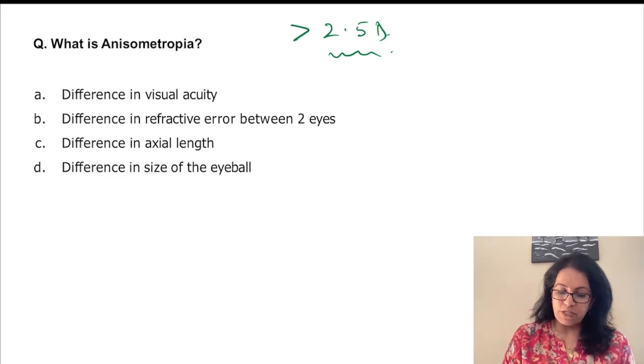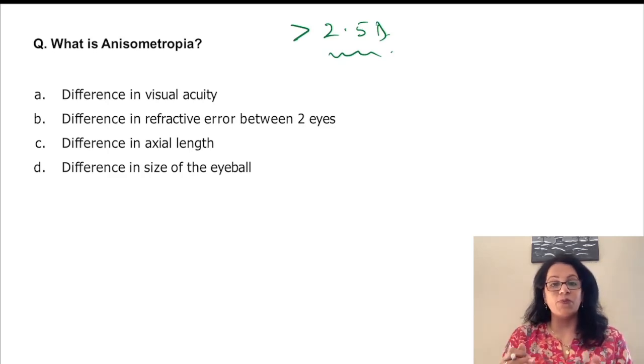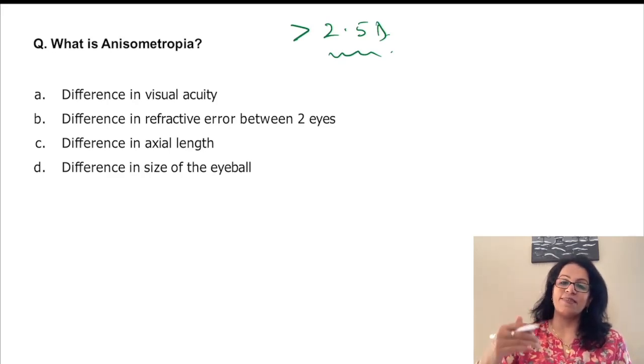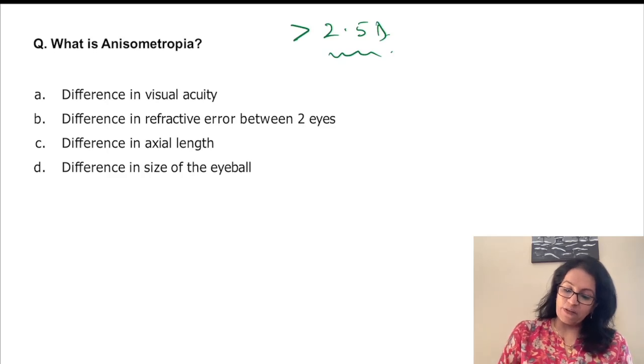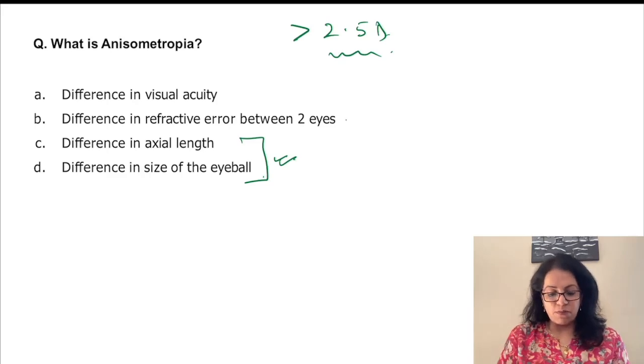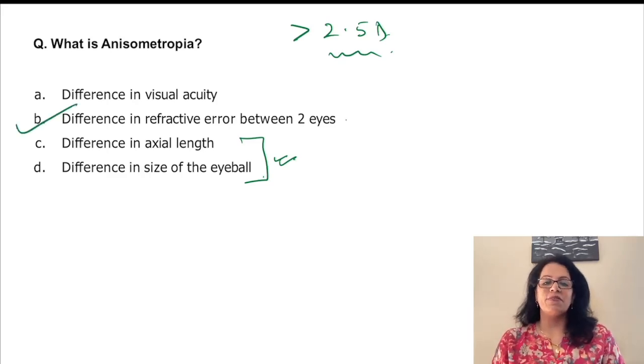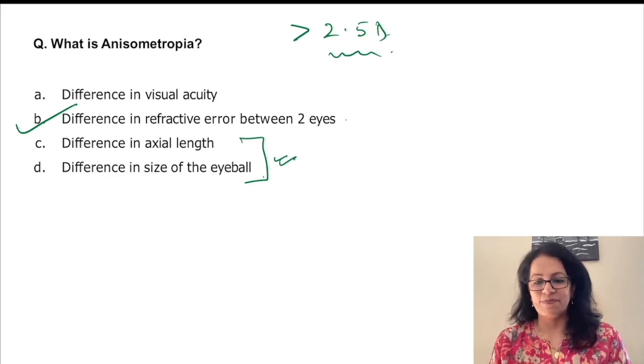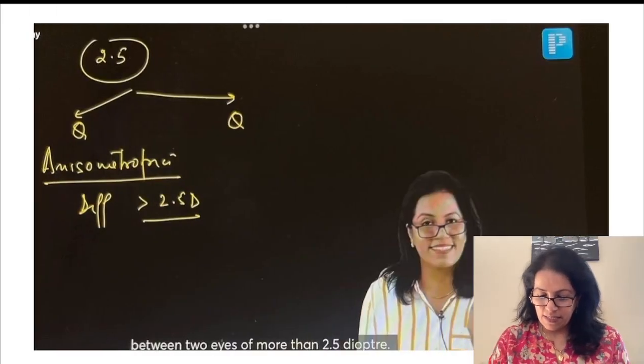What should be the answer here? Should it be difference in visual acuity? No. We all know when you talk about acuity, you're talking about something like 6/6, right? Difference in refractive error between two eyes, difference in axial length, difference in size of eye. A little overlapping because everything here, this difference is also leading to difference of refractive error. But yes, the best option would be difference in refractive error between the two. Okay, so this has all been dealt with in your lectures and videos.